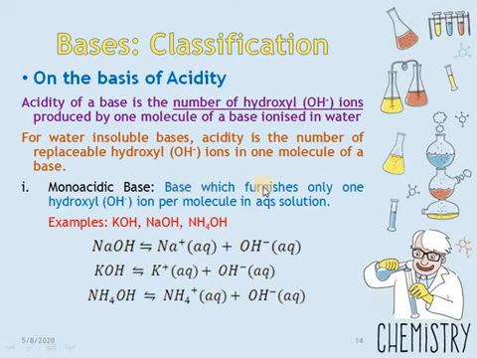Now what is a monoacidic base? The base which furnishes only one hydroxyl ion per molecule in aqueous solution is called a monoacidic base. You see the examples: potassium hydroxide, sodium hydroxide, ammonium hydroxide. Each has only one hydroxyl group. When they ionize in the aqueous solution, you get only one hydroxyl ion. Now this is the equilibrium sign or reversible sign.